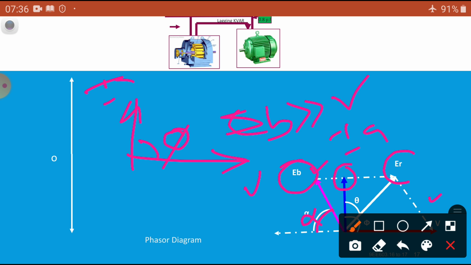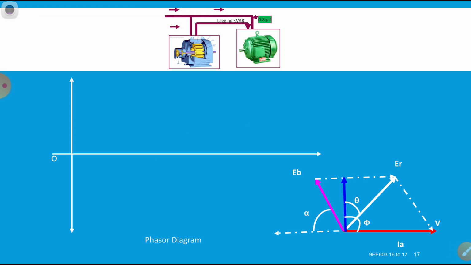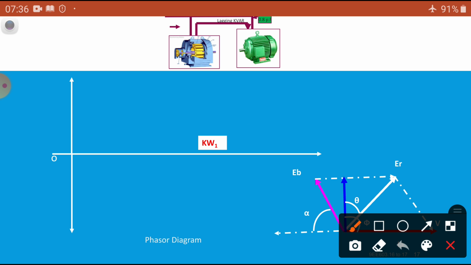Then the current which is drawn from the supply is the leading power factor. This is a vector diagram. Now let us see how this one happened. For example, on this one you can see only, under normal condition, the kilowatts. So what is the active power? kW1. Let us assume this one.